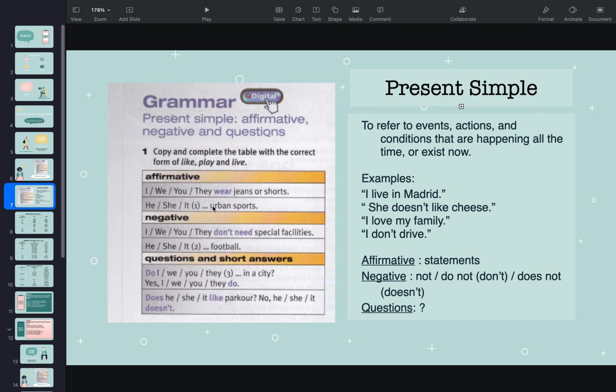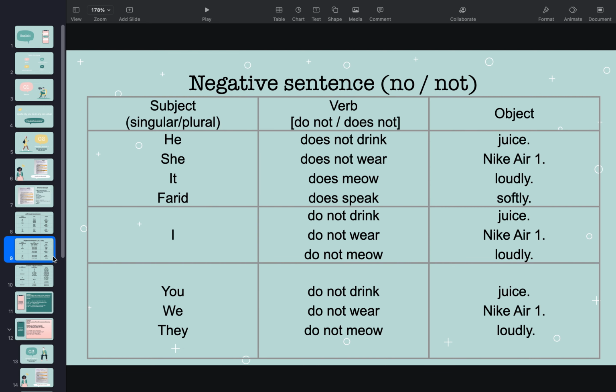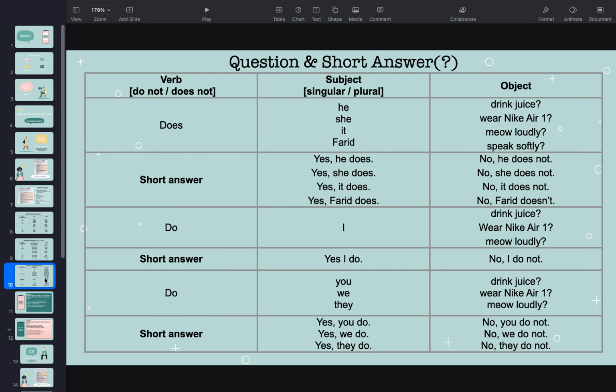Dekat sini dia ada bagi kamu contoh. I, we, you, he, she, it. Okay, teacher akan tunjuk contoh dalam bentuk jadual. Yang ini kena salin. Ni nampak tak ni? Ni kena salin ni. Tapi yang ni 1, 2, 3 tak perlu salin kalau kamu rasa tak perlu. Boleh salin kalau nak, boleh print kalau nak.